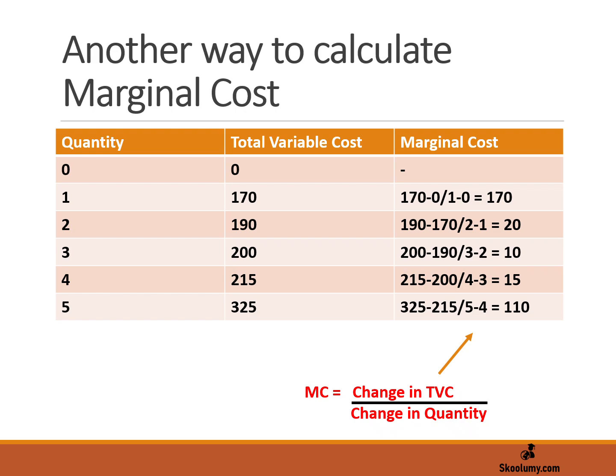Another method of calculating marginal cost is to use total variable cost instead of total cost, since both of them have the same shape. The formula for marginal cost is now change in total variable cost divided by change in quantity. For output 1, marginal cost is 170 minus 0 divided by 1 minus 0. The answer is 170.